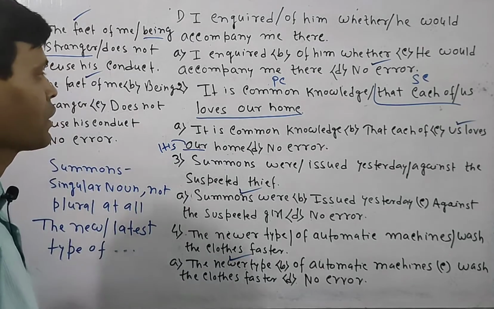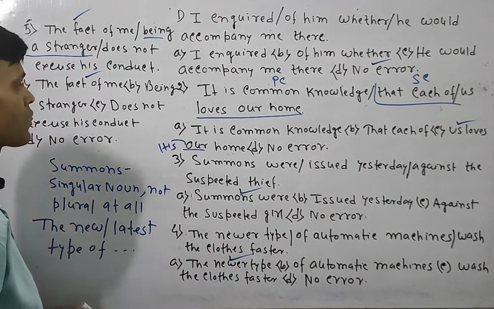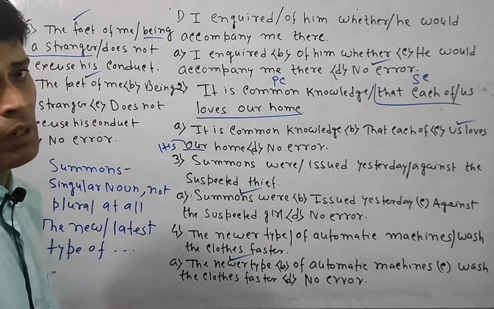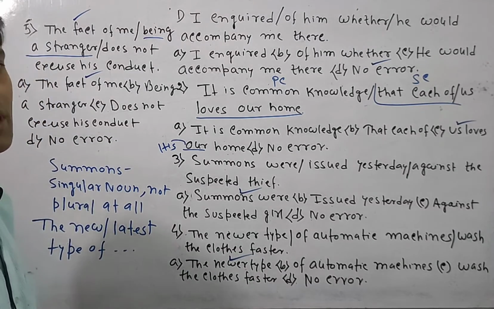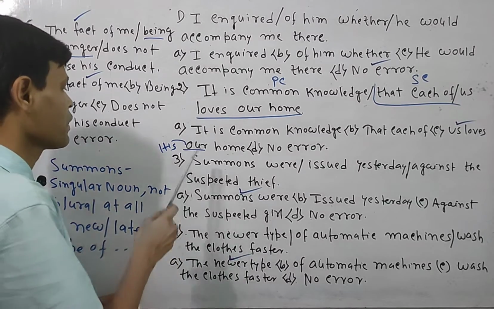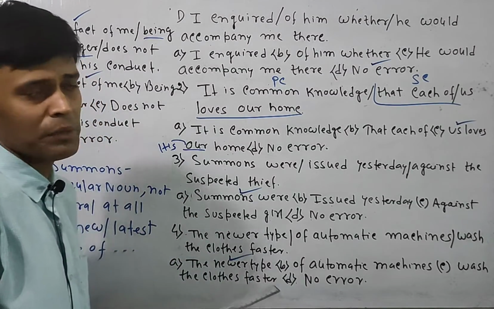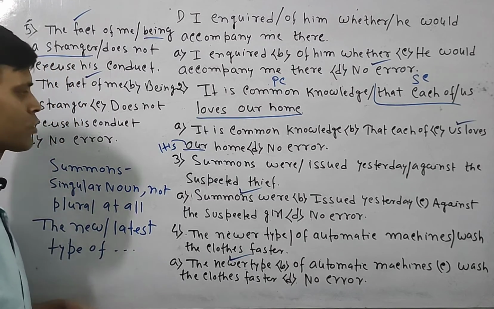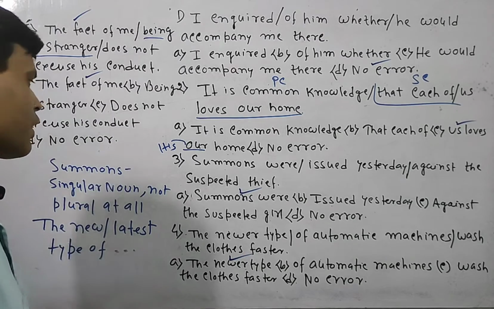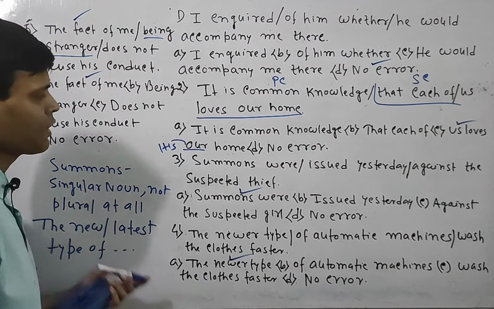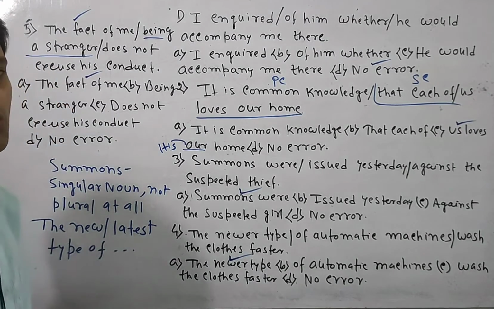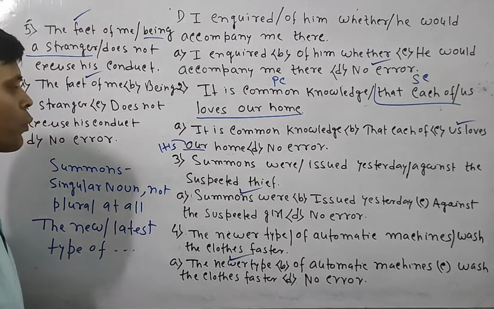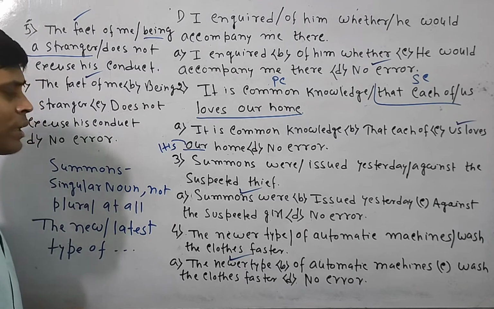In the second question, it is common that each of us loves our home. Whenever you are going to use the pronoun each, instead of our, we should always go for his. Okay, but here we have written our. This part is having some mistake. The rest of the part is having no mistake at all. Not like it is common knowledge, each of us, etc. Summons, however written plural in form, should always be regarded as singular. Okay. So instead of were, was should have been there, but here were is written.